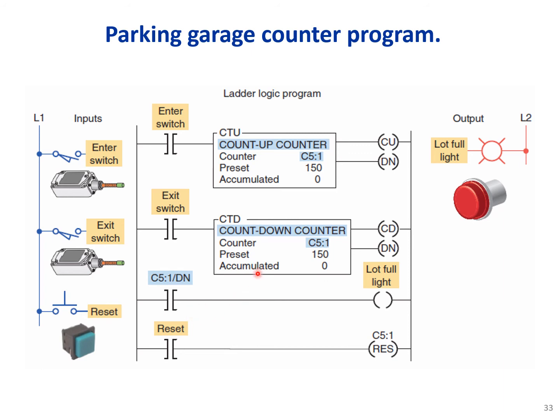And once the up counter here reaches the preset value of 150, which is the capacity of the garage, then the lot full light here goes on. Okay, so this one goes on and stays on until we reset the counter.